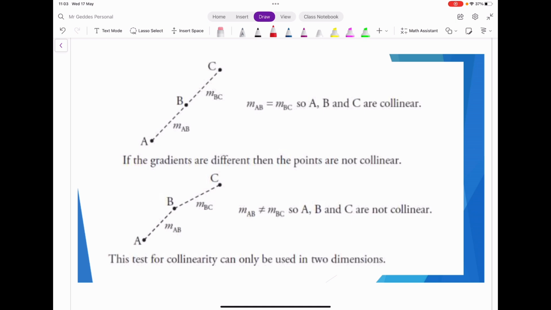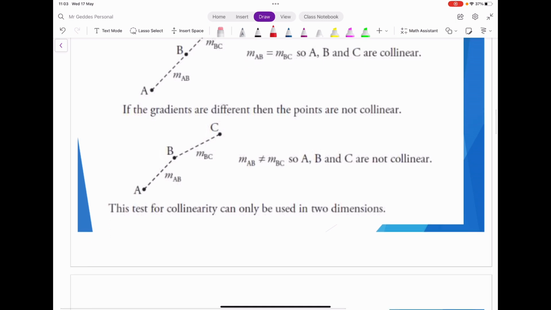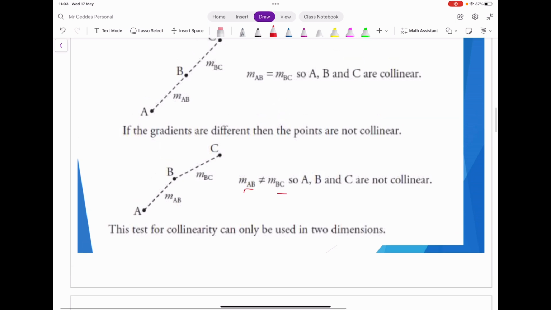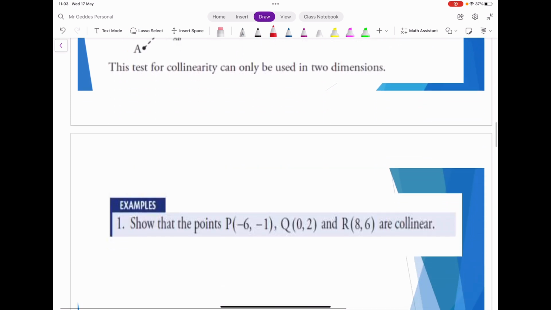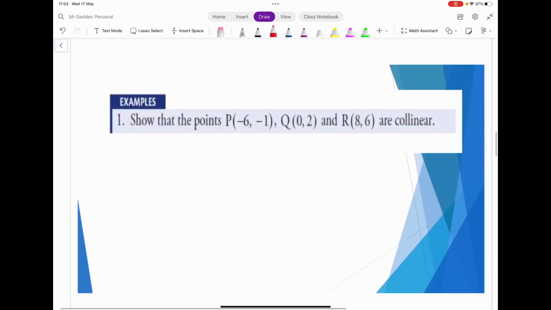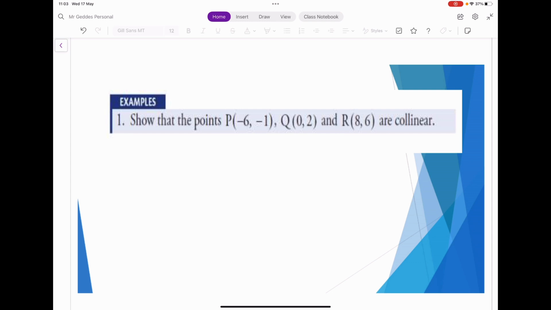Yeah, there we go. The test for collinearity can only be used in 2 dimensions, so we're not going into the 3rd dimension with this, it's just 2D coordinates. And because the gradients are not the same here and here, it means they are not collinear. So remember, you've got the inverse to deal with as well. Right, so the first question, and I'm going to just alter this a wee sec.